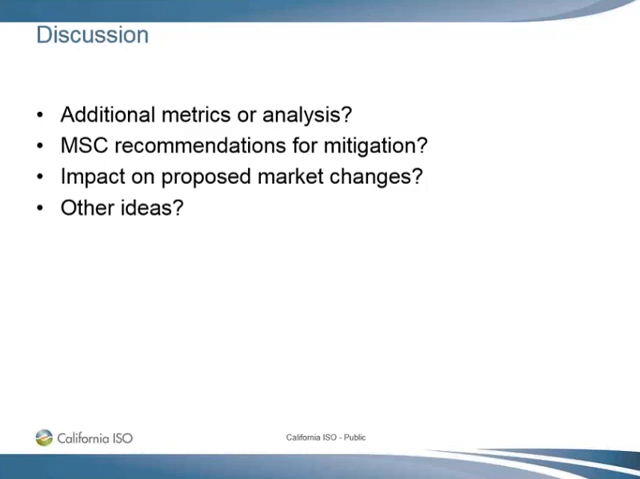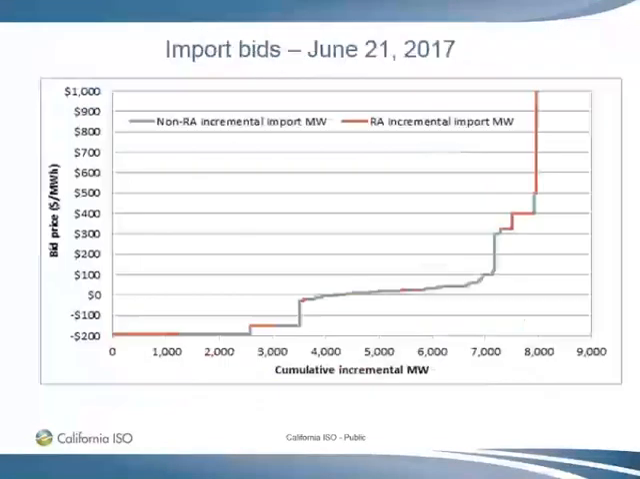One thing that struck me is your diagram about all the phantom RA offered at $1,000. I gather you included that in the pivotal supplier test, because it was offered in the day-ahead market at $1,000. A sensitivity case might be to say, okay, that stuff probably isn't there. It was offered at $1,000, so take all that stuff out of the day-ahead market, and what does it look like? Because that isn't really meaningful competition, if A, it isn't really there, and B, it's offered at $1,000. So that would be one suggestion.